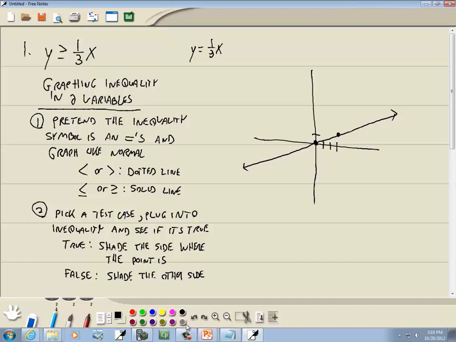Well, what in the world does this mean? Let's pick a test case. I don't know, 5-0. 5-0 would be right here. Doesn't matter which one you pick. Usually the origin is the best one, 0-0. But since this line passes through the origin, that isn't a good choice for this. Okay, we're going to plug that into our inequality. So we got y is greater than or equal to 1/3 x, and this is x, and this is y. So we'll put 0 in for the y.